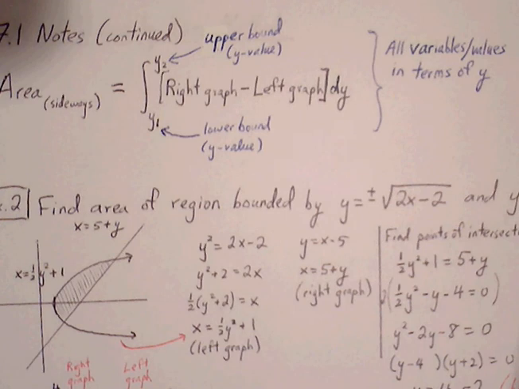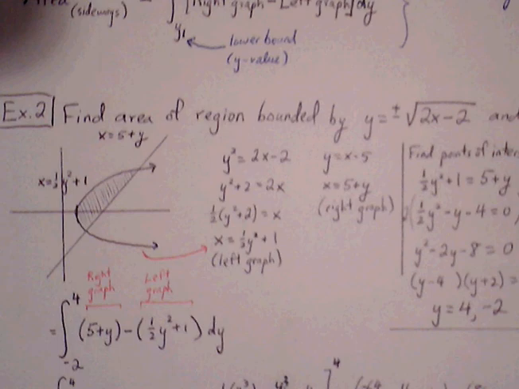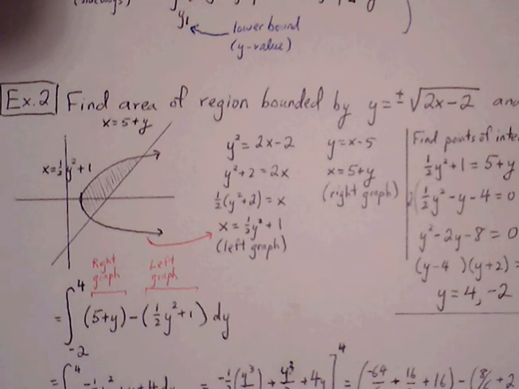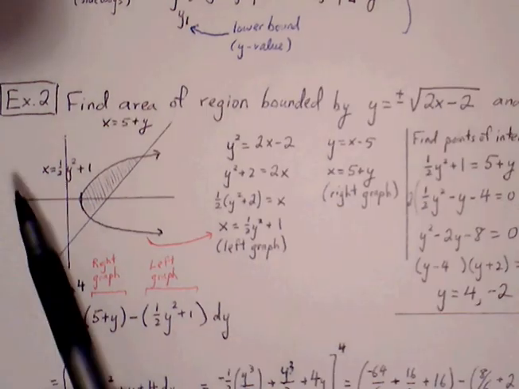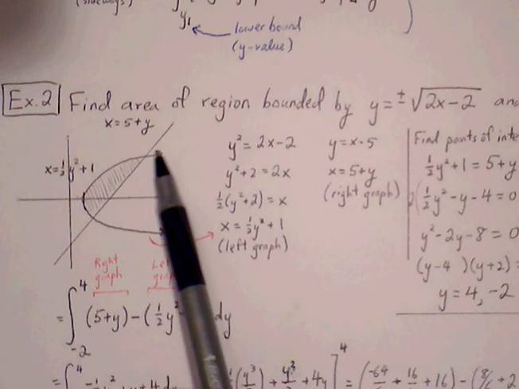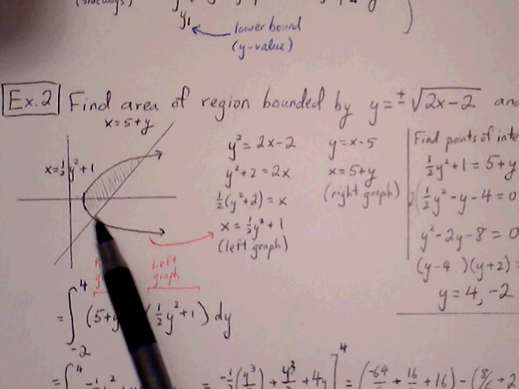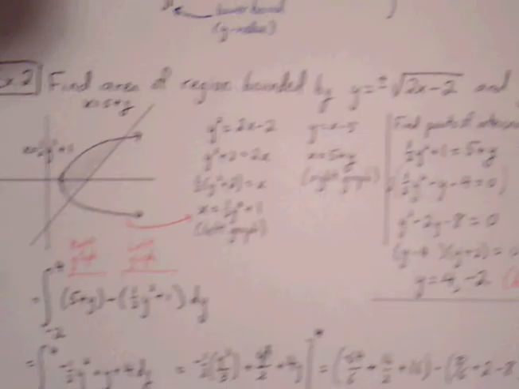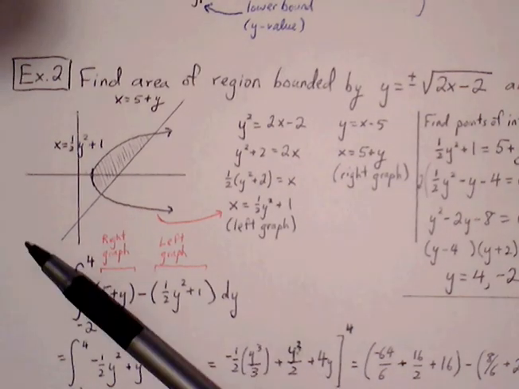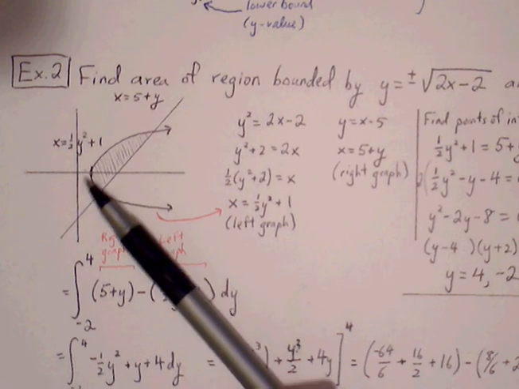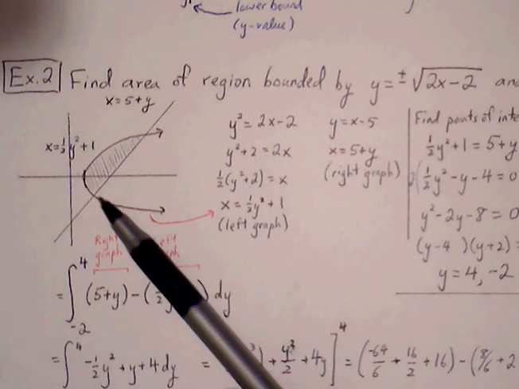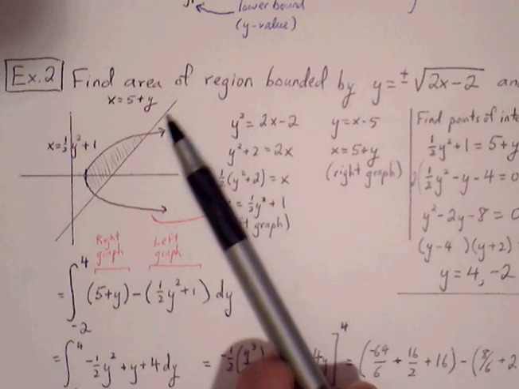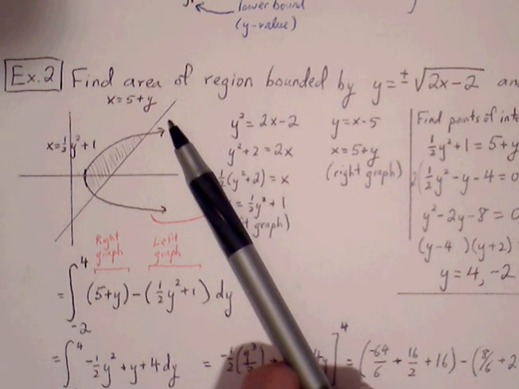Okay, so example 2 is one problem where you can visually see the difference from what we've seen before. If you look at example 2, it says find the area of the region bounded by y is equal to plus or minus root 2x minus 2. So here's positive root 2x minus 2, and here's negative root 2x minus 2. And the linear function y is equal to x minus 5. So here's y equals x minus 5. Now if we look at these graphs, we can treat this like one graph, and the second graph is this linear y equals x minus 5.